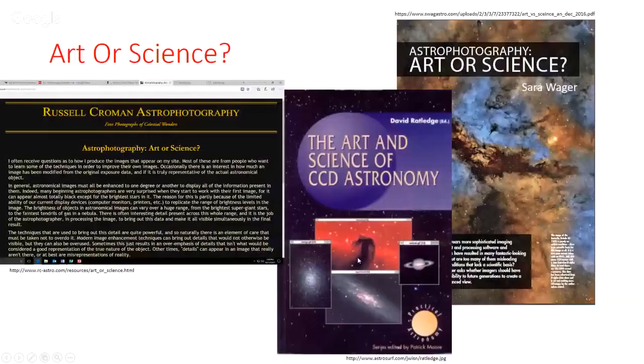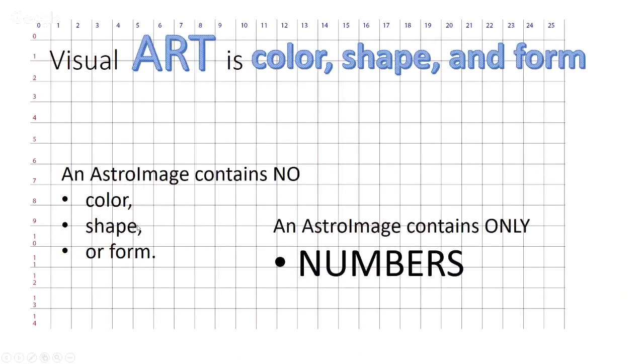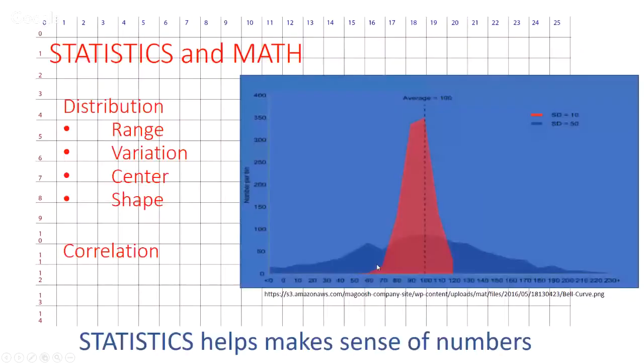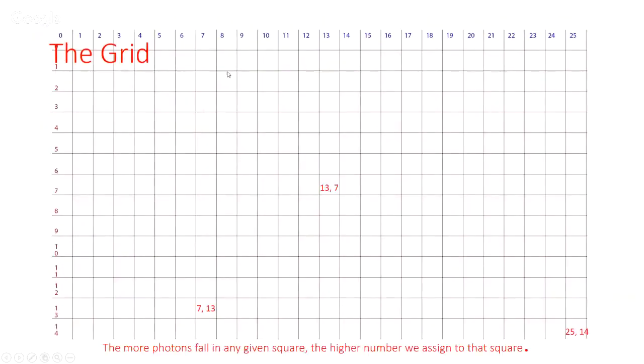Now, I said earlier that there is no color, shape, or form. There's only numbers. And just to make sure that you understand that there is only numbers, our images are really just places on a grid with values. And that grid, depending on the size of your sensor, here's one with 0 up to 25 in the rows and zeros down to 14 in the column. So each space on this grid has a corresponding name, and it's named after its column and its row.